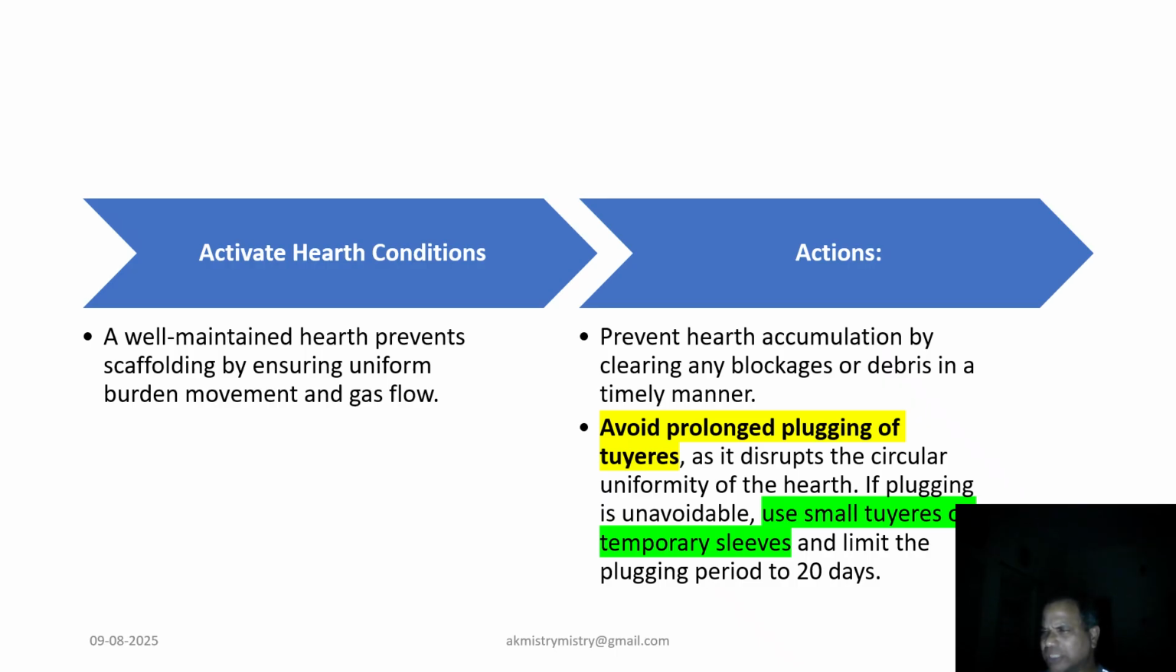Now coming to smooth operation, which is a key to eliminating scaffolding risk, especially when dealing with subpar raw materials. Here are some guidelines. Avoid frequent channeling. Channeling is often caused by excessive fines and high blast volume. It destroys operational stability. Reduce the blast volume promptly in such cases.